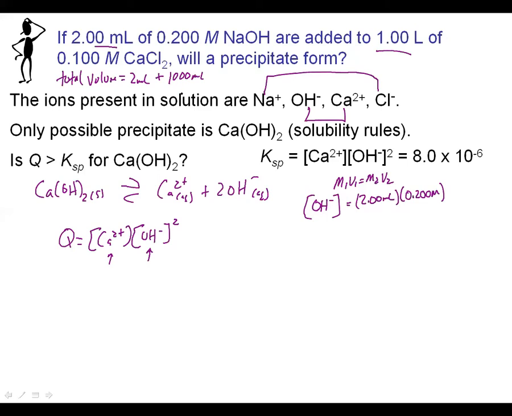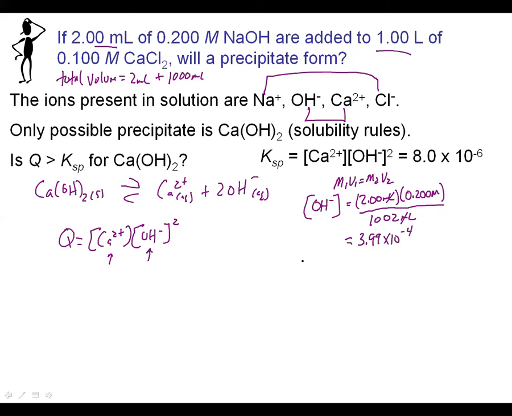You could convert the 2 milliliters into 0.002 liters if you want. But basically, just to keep it a little bit easier, I think, 1,002 milliliters. Again, the milliliters will cancel. That's going to leave us with molarity, and we would get 2 times 0.2 divided by 1,002, and we'll get something like 3.99 times 10 to the minus 4 molar.